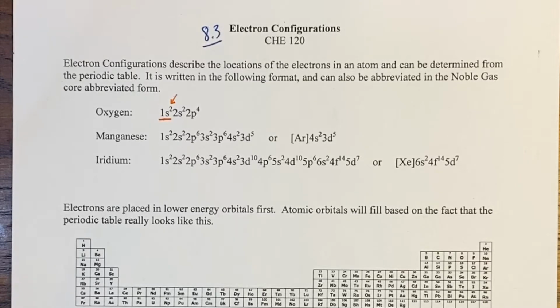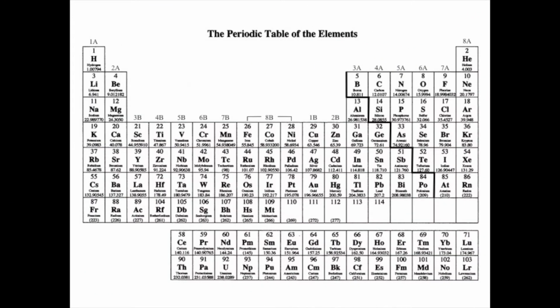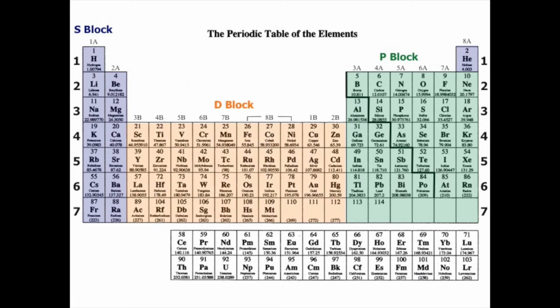Now, we're always going to be placing electrons into orbitals from lowest energy to highest energy. And we can use the periodic table to help us make very good sense of exactly how the electrons are going to occupy the orbitals. The periodic table can be broken down into the s block, the p block, the d block, and the f block.